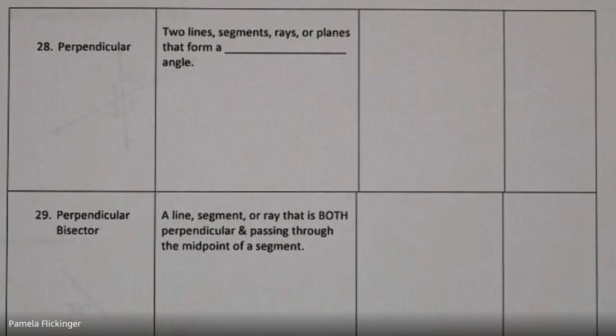Hello. All right. So today we're going to start on vocabulary word number 28. Let's talk about the word perpendicular. Perpendicular, these are two lines or two segments or two rays that form a right angle.